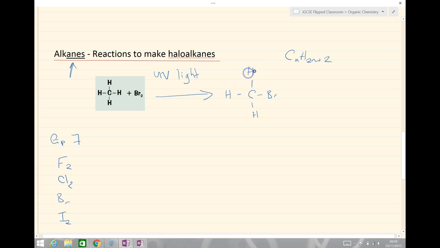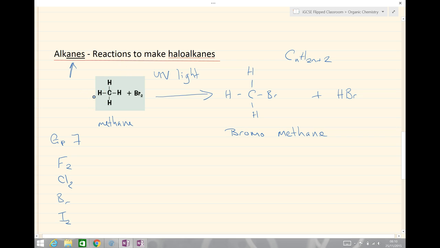Now the halogen there is a bromine, so this is methane on the right. And if we make a haloalkane, we add the word bromo if it's bromine, chloro if it's chlorine, fluoro if it's fluorine. We make bromomethane. Spell that correctly. And we also have this product, hydrogen bromide, as the other product.